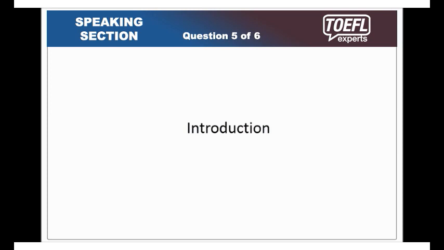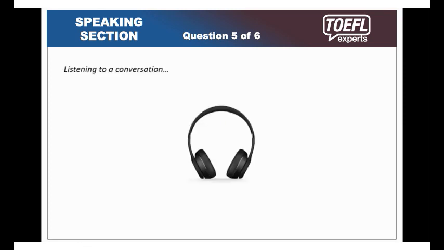Number 5. In this question, you will listen to a conversation. You will then be asked to talk about the information in the conversation and to give your opinion about the ideas presented. After you hear the question, you will have 20 seconds to prepare your response and 60 seconds to speak.